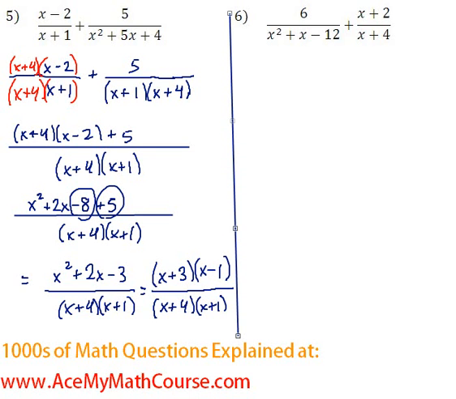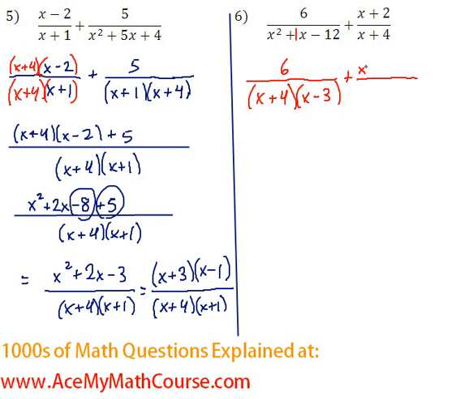Okay, now question number 6. Over here, I'm just going to factor this trinomial as well. X squared plus x minus 12. So two numbers that multiply to negative 12 and add up to 1 will be 4 and negative 3.